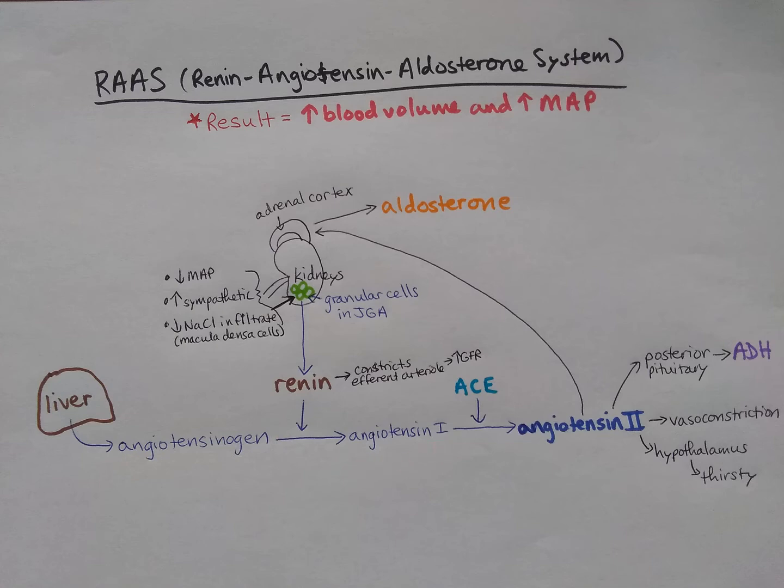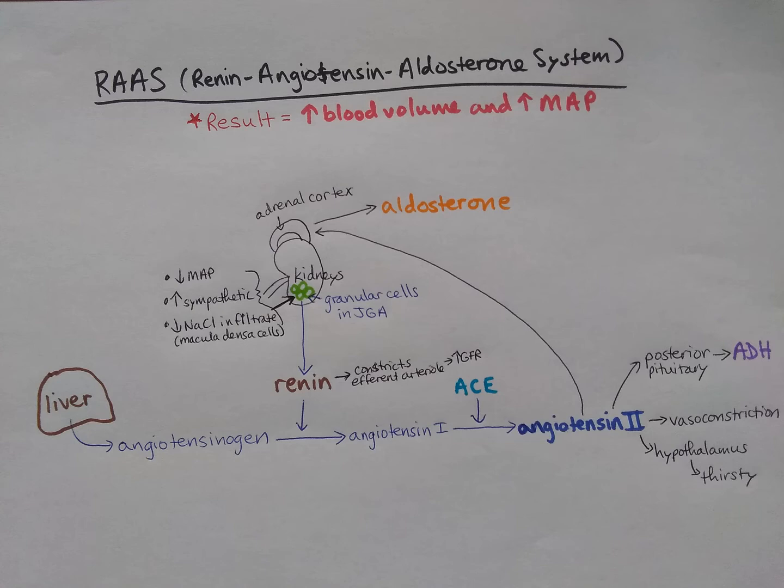And then the other thing that happens with renin, just kind of a side note here, it will constrict the efferent arteriole, and if you do that, that will back blood up into the glomerulus, and then that will increase the blood pressure in the glomerulus, and that'll increase the glomerular filtration rate back up to normal because it's too low with the blood pressure being low.